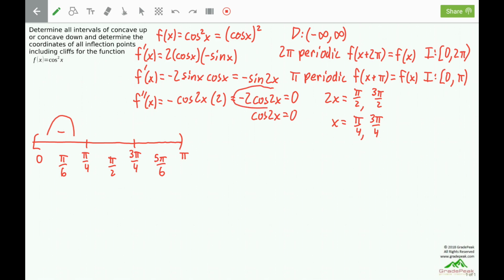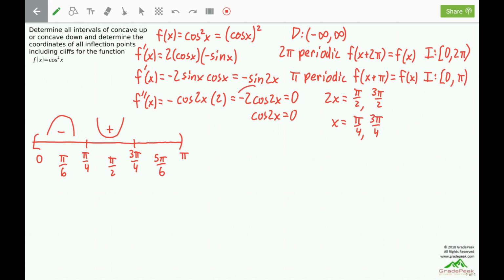Plugging pi over 2 into the second derivative, we have the cosine of 2 times pi over 2. The 2's can cancel. It'll be cosine of pi. The cosine of pi is a negative 1, so we have a negative times the negative 2, which is a positive. We have a positive second derivative, which corresponds to concave up.